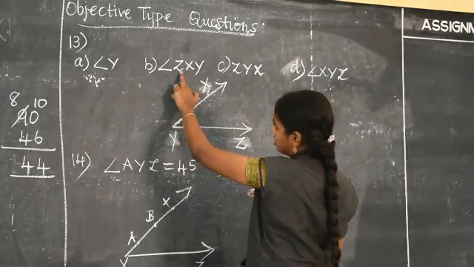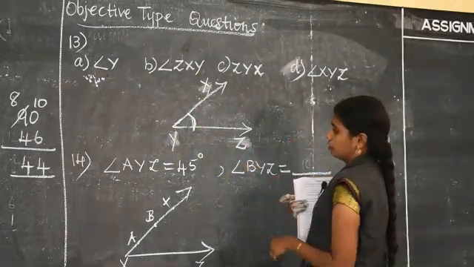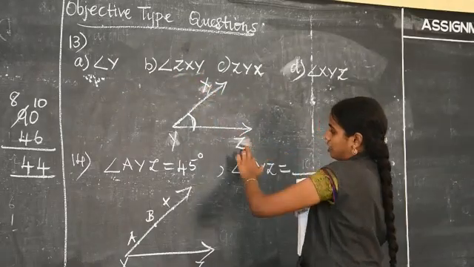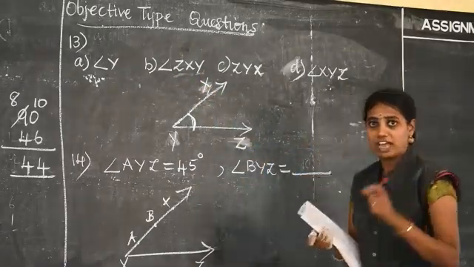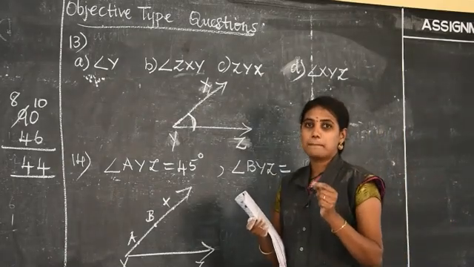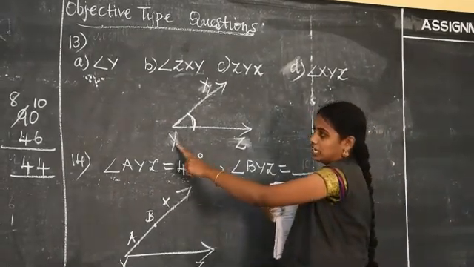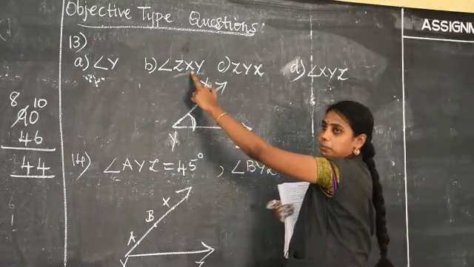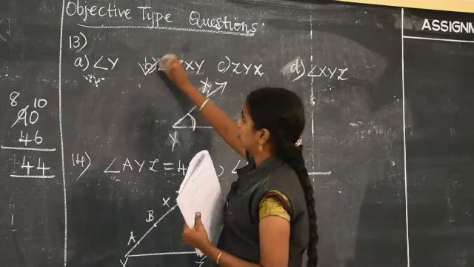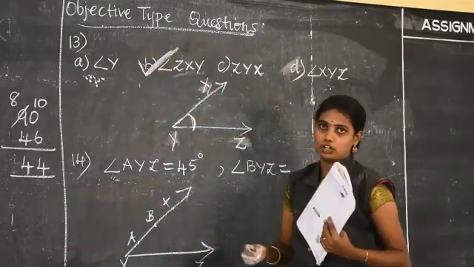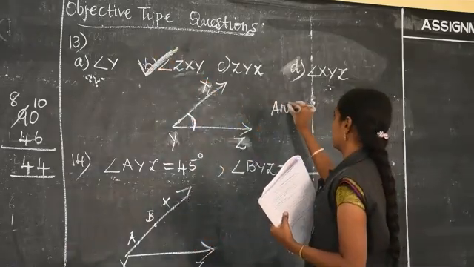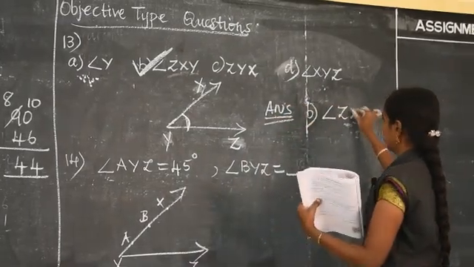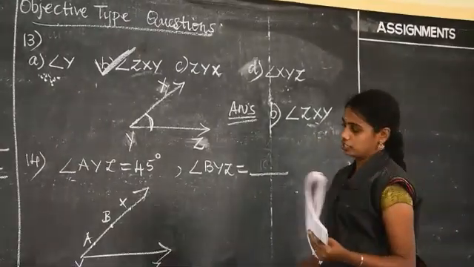Then angle ZXY, is it correct or not? We are going to find out. ZXY. The letters are there. I told you to follow where the angle is formed. That letter must be in the middle. Here the angle is formed only at Y. The Y must be in the middle, but it is not in the middle. So this is not correct. Yes or no? Not correct. So the answer is option B, angle ZXY.